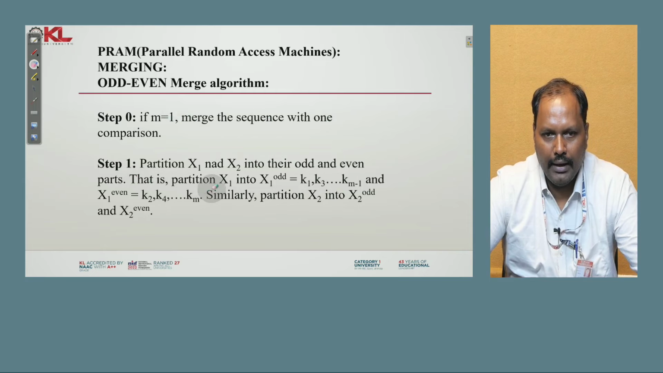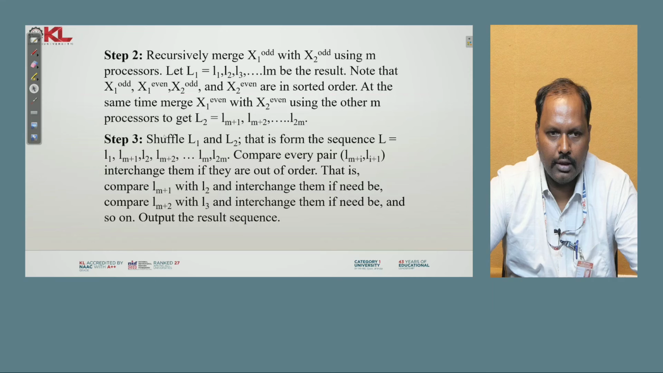And step 1: split x1 and x2 into their odd and even parts. So x1 odd has k1, k3, k5, k7 like that up to k of m minus 1, and x1 even has k2, k4, k6, k8, k10 like that up to km. These two partitions are done by step 1 itself. Then we can move to step 2.